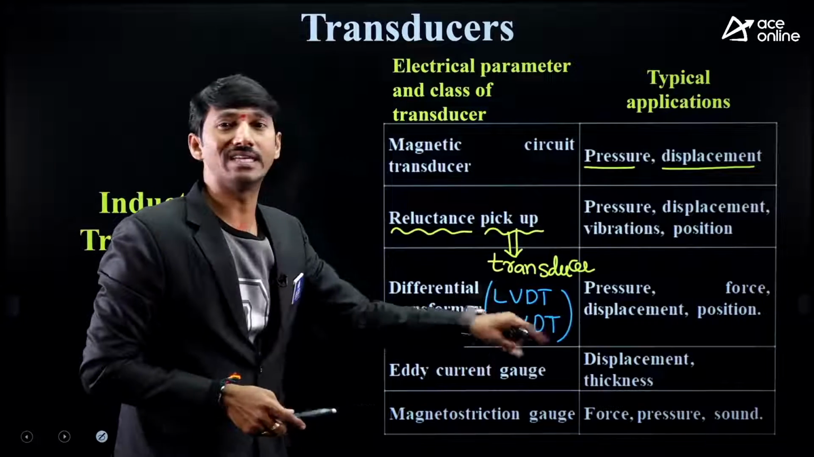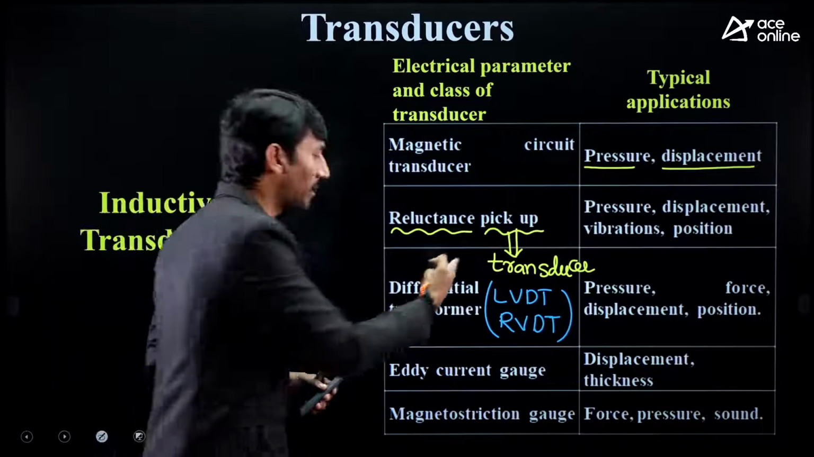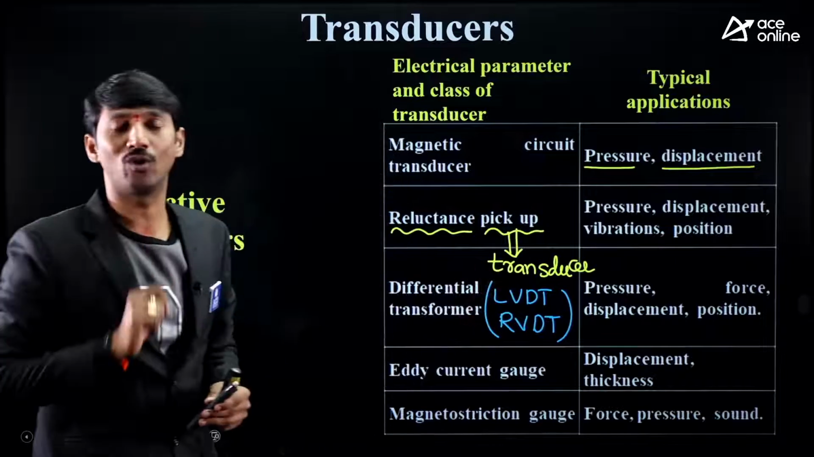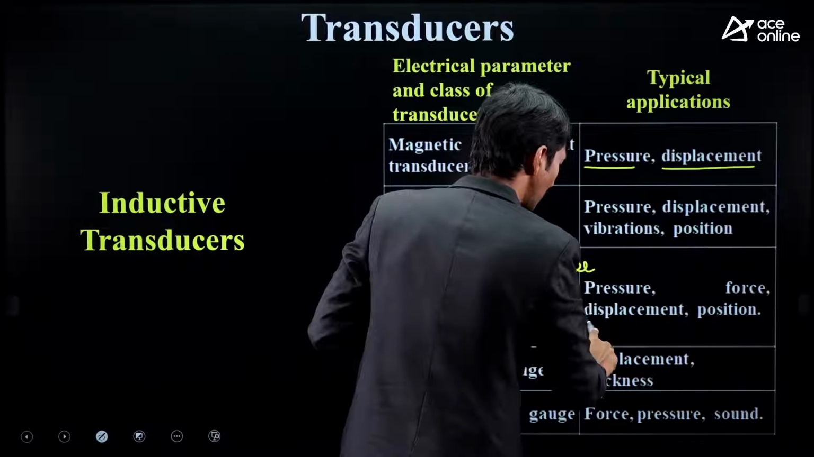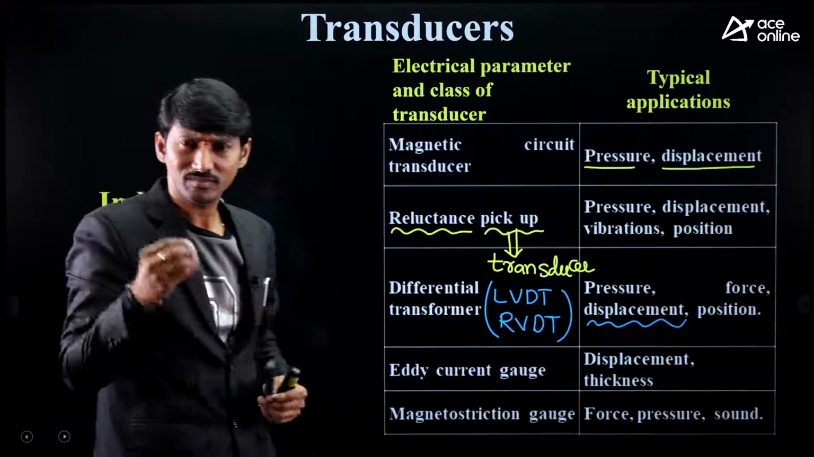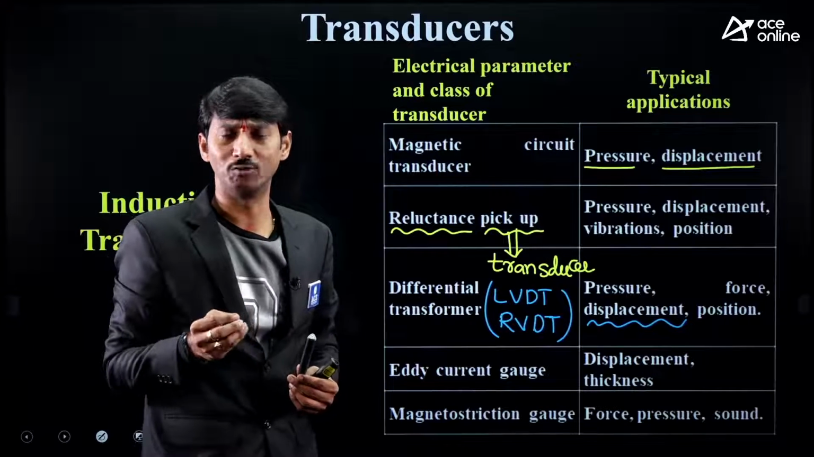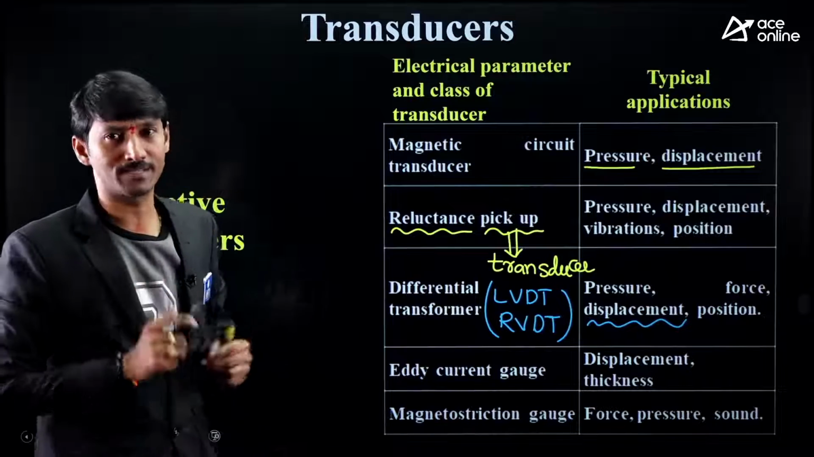RVDT means rotational, means angular displacement. Both are displacements only, but one is linear and one is angular displacement. And it is also for pressure, force or displacement. Yes, obviously the name itself indicates linear displacement measuring device, angular displacement or rotary displacement measurement, etc.